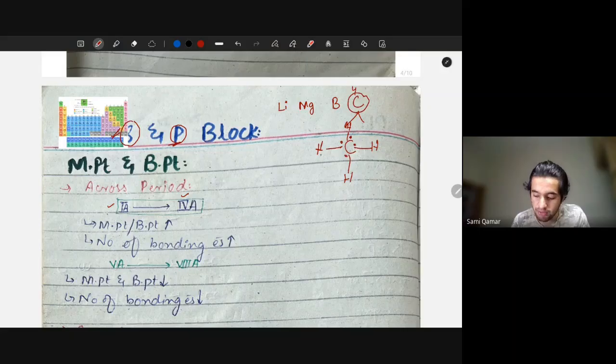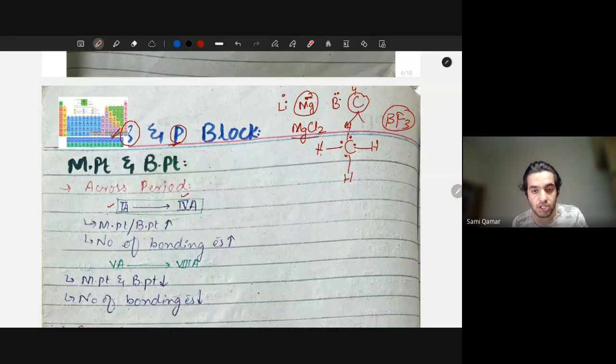Now boron will have 3 bonding electrons, right? In magnesium, it will have 2 bonding electrons. In lithium, it will have just 1 bonding electron. So what you are seeing here is that when we move from left to right, bonding electrons are increasing. Got it? Because we know BF3, so it has made 3 bonds with fluorine. While magnesium makes MgCl2, magnesium chloride, with 2 bonds with chlorine, while lithium makes Li2O, with 1 bond per lithium with oxygen.